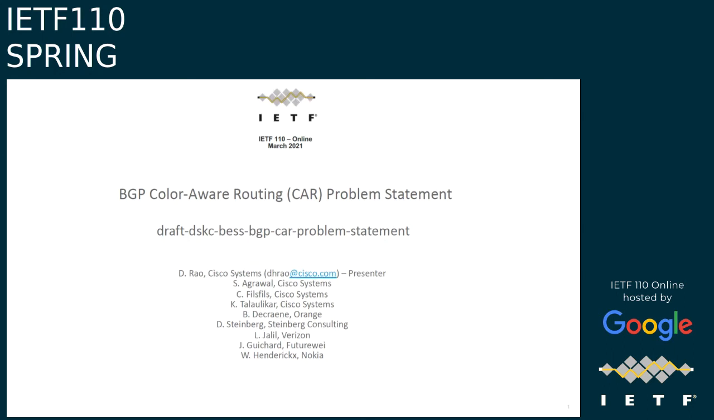Thanks, Joel. Can you hear me, folks? Yes, we can hear you. Okay, great. Thank you. Hi, everyone. I'm Dhananjay Rao from Cisco, and I will be presenting on behalf of my co-authors and contributors on the BGP color-aware routing problem statement draft. This draft was also presented at IDR and BESS. Next slide, please.